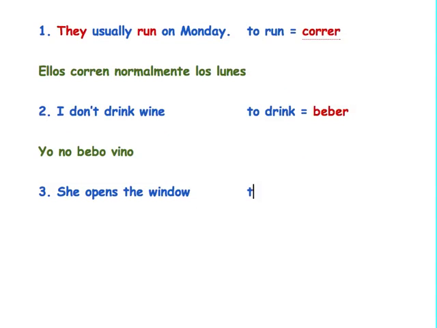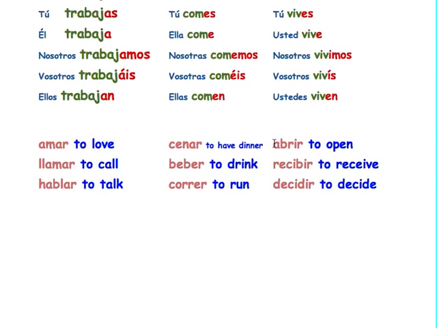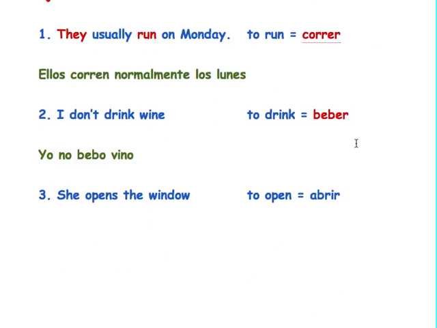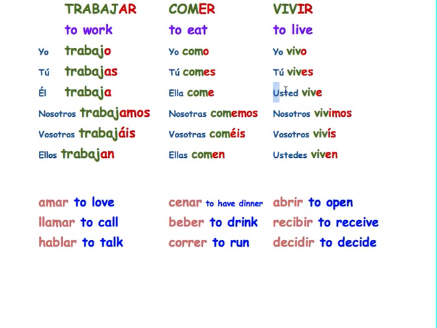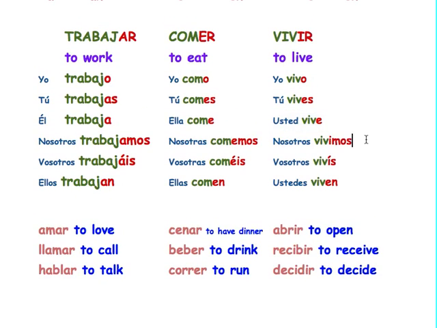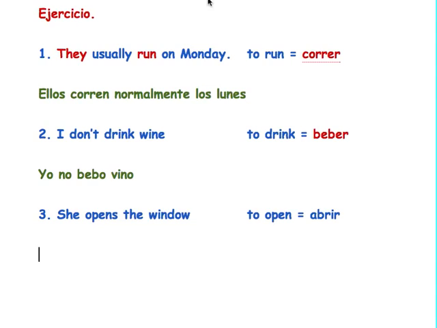The last sentence, she opens the window. So to open, it means abrir. Ir conjugation. Abrir. So she opens the window. Ella, right? Third person. Él, ella, usted. Ella abre la ventana. Ella abre la ventana.